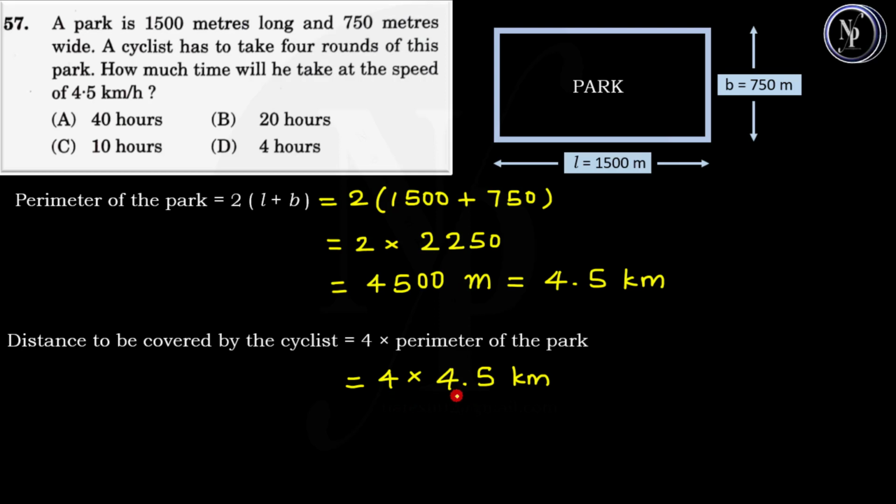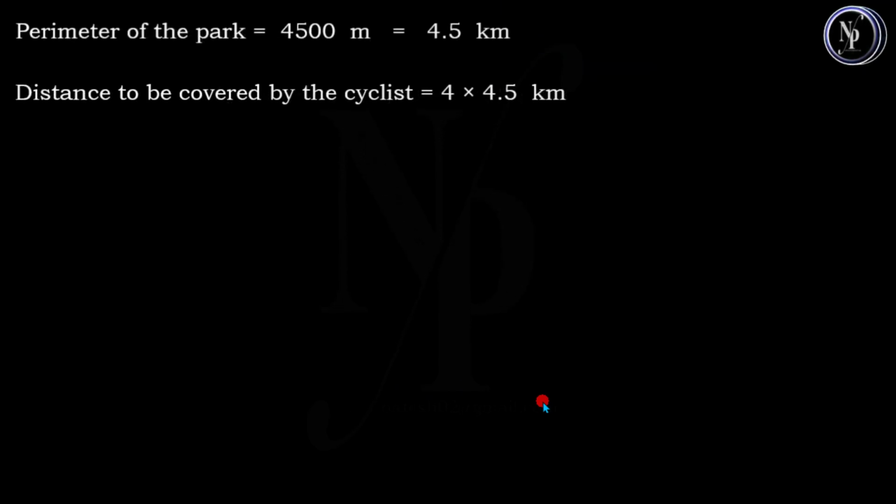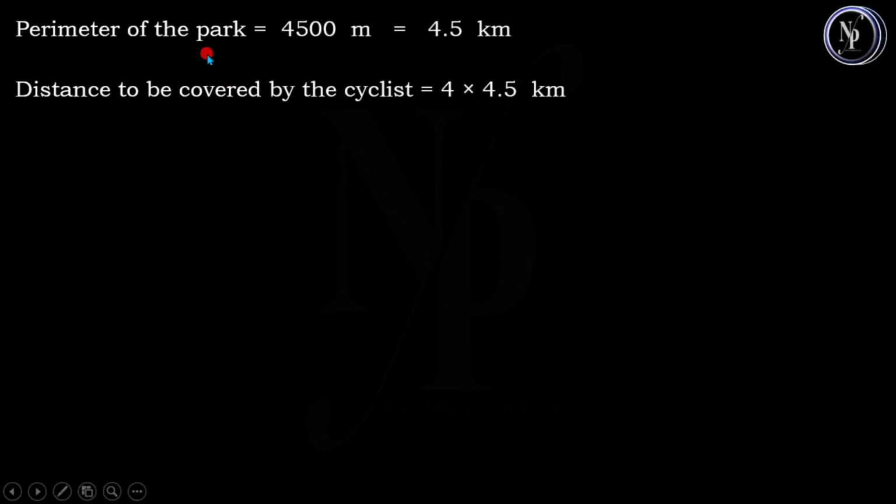I will not multiply here to get a single number because in the question I find that the speed of the cyclist is given as 4.5 kilometers per hour. So while calculating time, this number will get cancelled. So I will retain 4 into 4.5 kilometers as it is without multiplying. So now we found that the perimeter of the park is equal to 4.5 kilometers and the distance to be covered by the cyclist is equal to 4 into 4.5 kilometers.